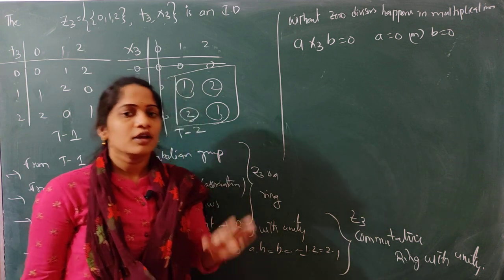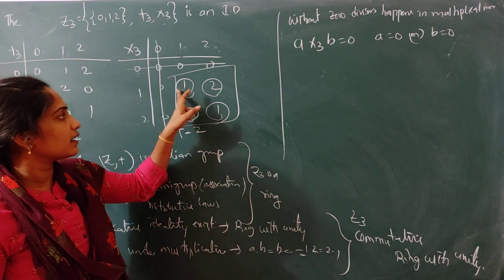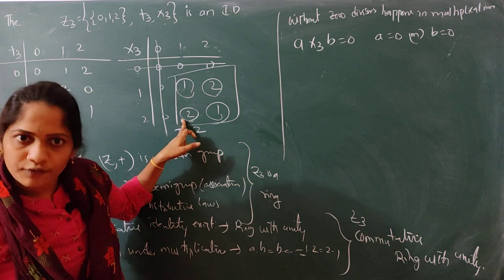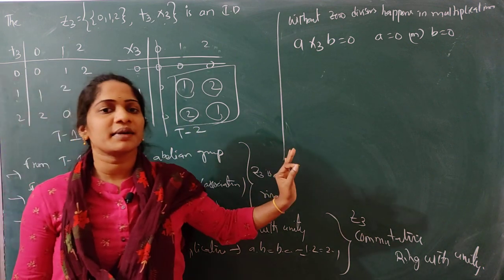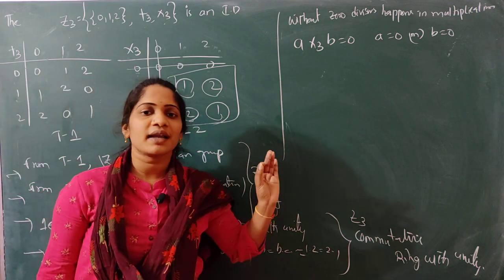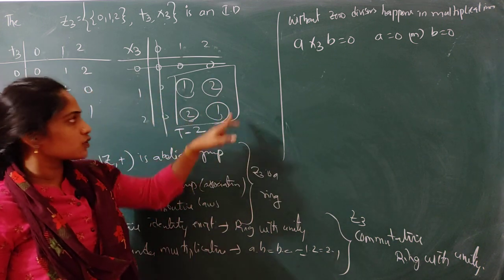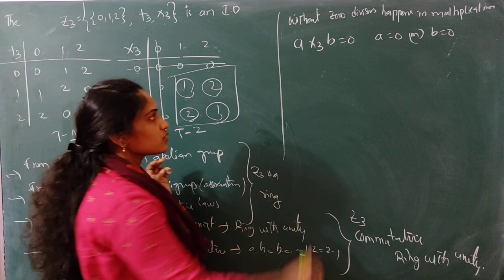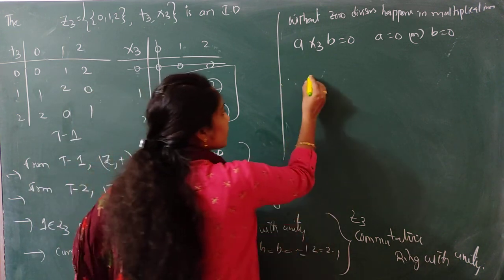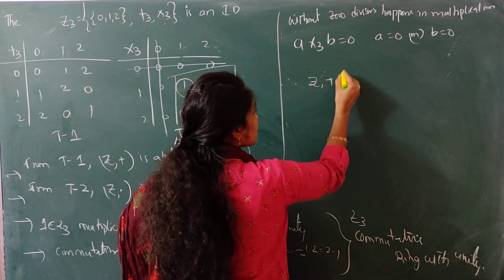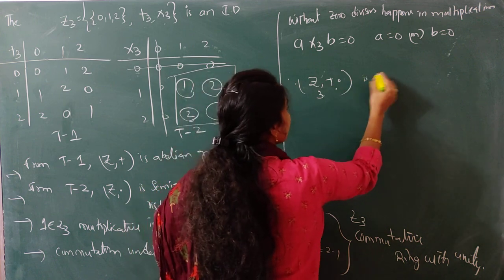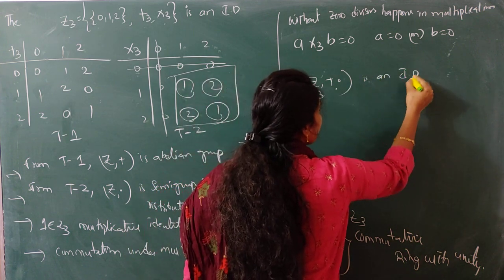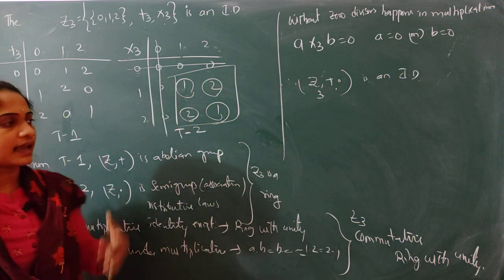Got the point? You are checking here, you have only 4 points. No zero element exists in this table of 4. Then you can say that it is without zero divisors. So in this way you have to conclude that Z3, comma plus 3, is an integral domain. So once again I will tell you.